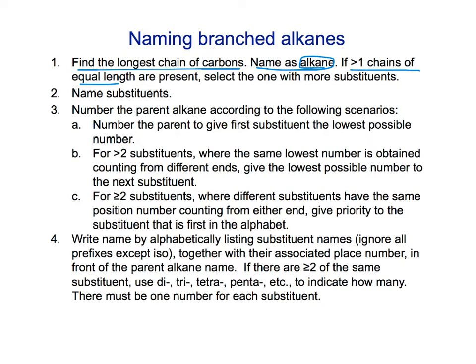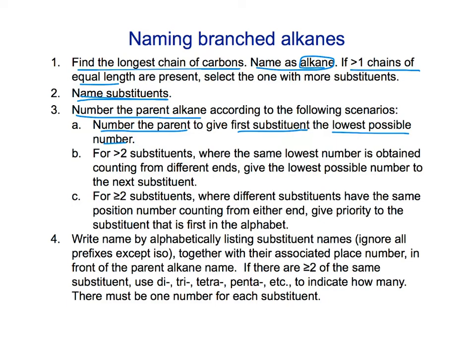After we've found the parent chain, we name the different groups, the substituents that are attached. Then we need to number the parent alkane. This depends on what types of substituents we have and where they're placed in the molecule. In general, we're going to number the parent to give the first substituent the lowest possible number. We could number it from the left or from the right, and we choose the side which, when we count along the chain, gives the attached group the lowest number.